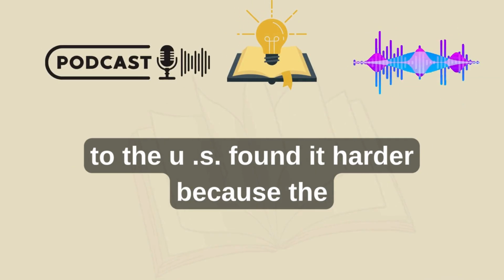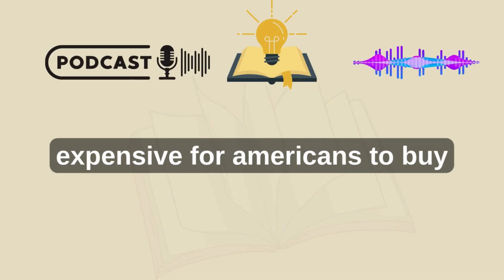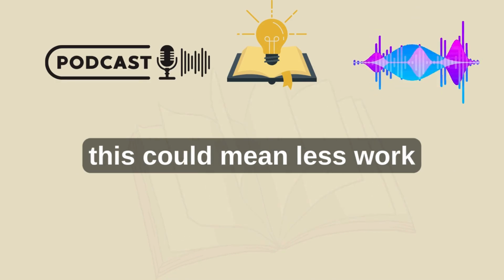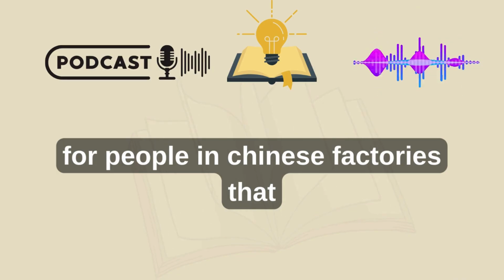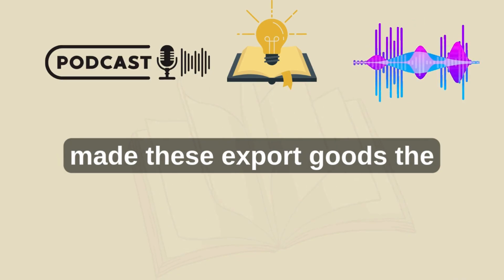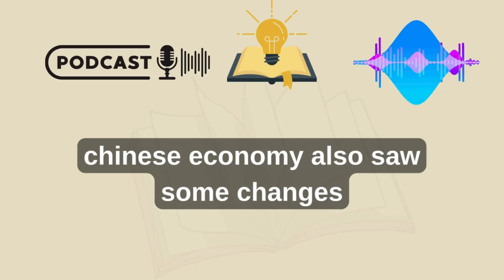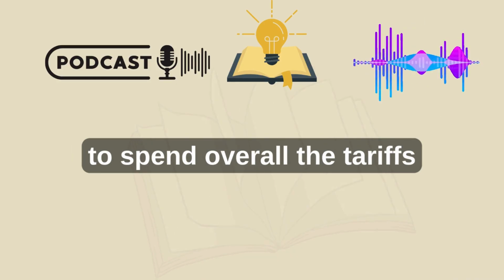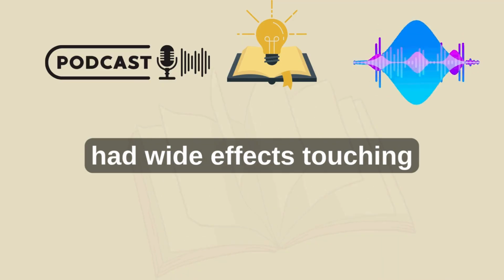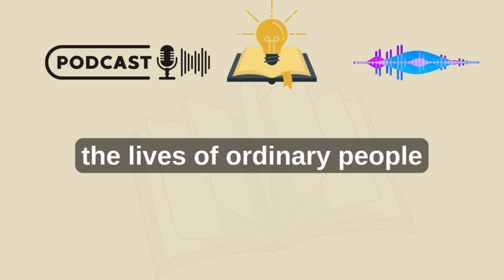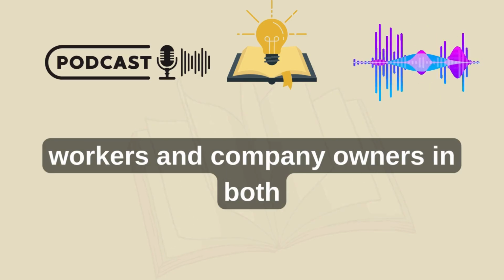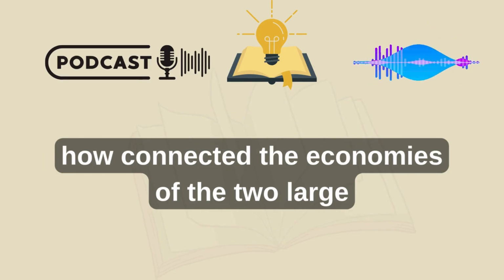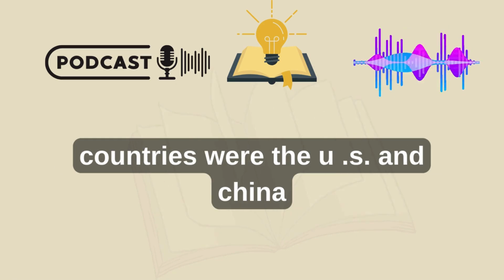found it harder because the tariffs made their products more expensive for Americans to buy. This could mean less work for people in Chinese factories that made these export goods. The Chinese economy also saw some changes, like people having a bit less money to spend. Overall, the tariffs had wide effects, touching the lives of ordinary people, workers, and company owners in both countries. These changes showed how connected the economies of the two large countries were.